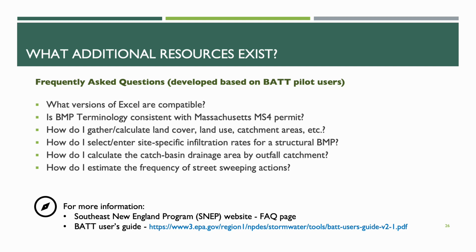Some of the frequently asked questions are: What versions of Excel are compatible? Is BMP terminology consistent with the Massachusetts MS4 permit? How do I gather, calculate land cover, land use, catchment area information? How do I select, enter site-specific infiltration rates for a structural BMP? How do I calculate the catch basin drainage area by outfall catchment? How do I estimate the frequency of street sweeping actions? To see all frequently asked questions and answers, please visit the FAQ page on the Southeast New England Program website. Appendix C in the BATT User's Guide document also provides responses to those frequently asked questions.